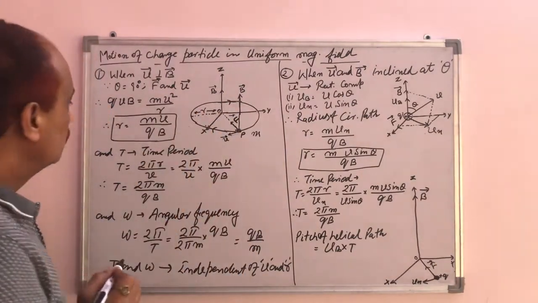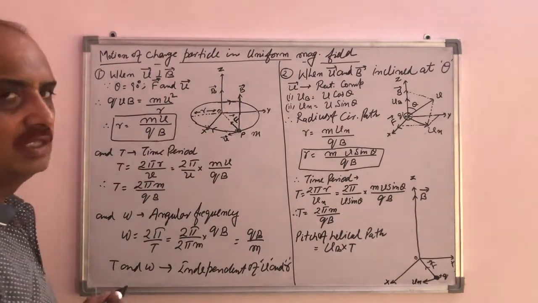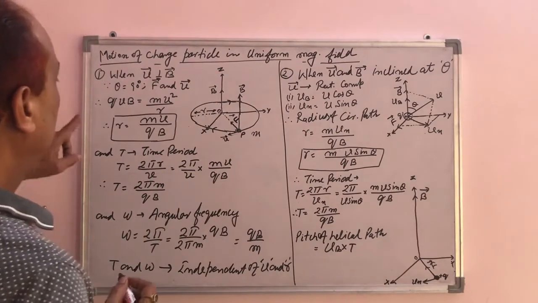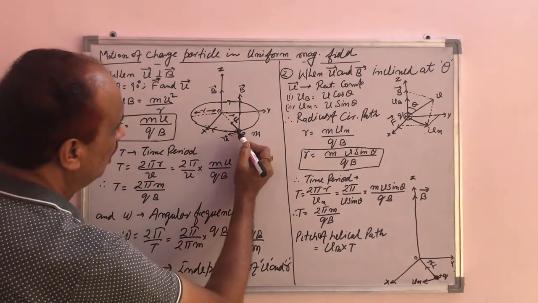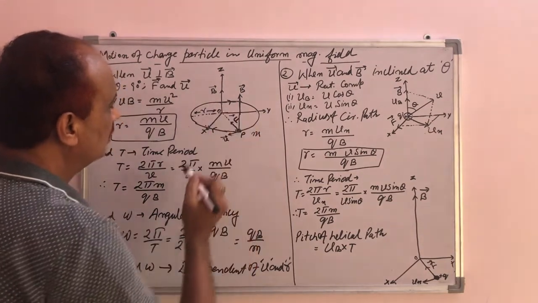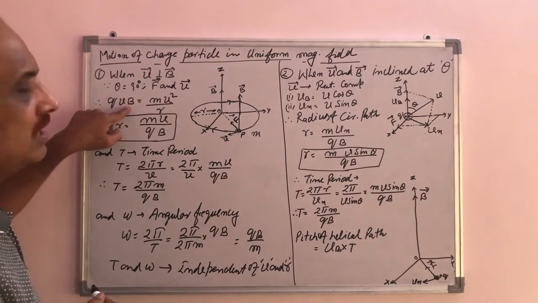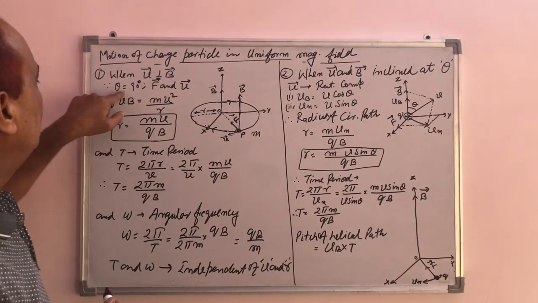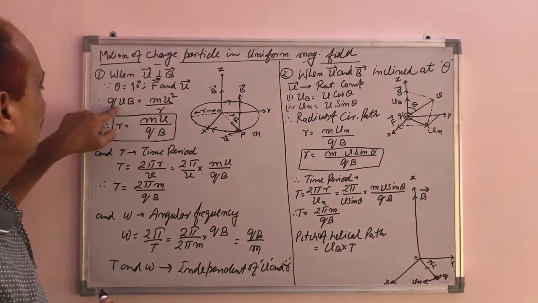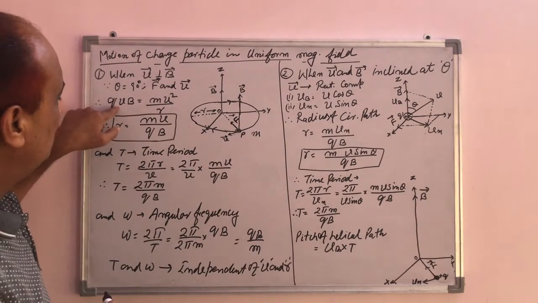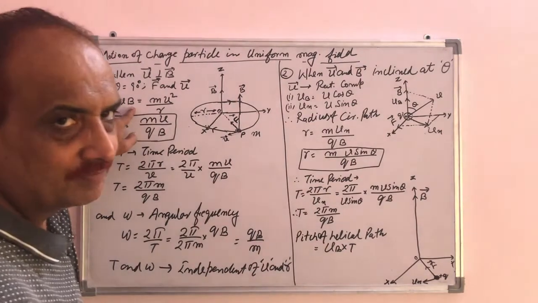Now let us find the radius of that circular path. Because theta equals 90 degrees, the force acting on the charged particle towards the center of the circle is F equals QVB sin theta. But sin 90 degrees is 1, therefore the maximum value of the force acting on the charged particle is QVB.